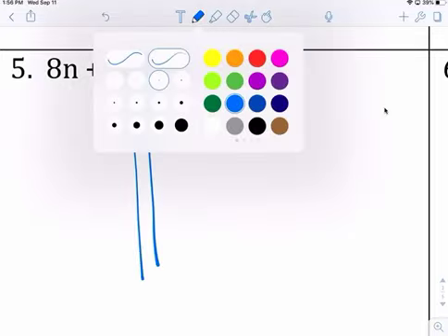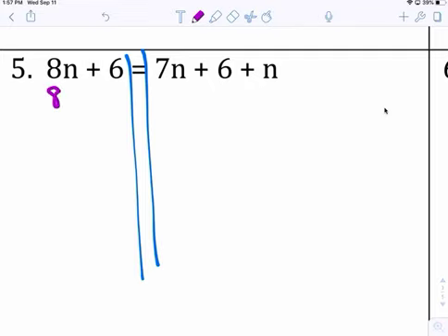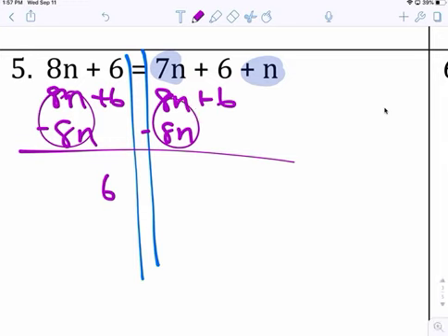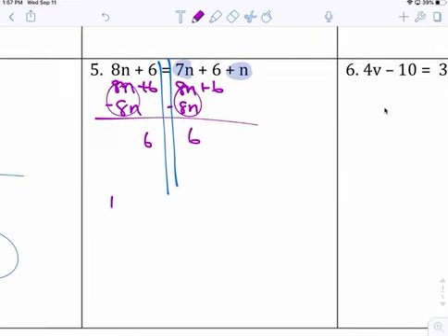Number 5. Okay, 8n plus 6. I can't do anything. This side I can combine these. 8n plus 6 minus 8n. 0 plus 6 is 6. 0 plus 6 is 6. So infinite solution. So easy, right, guys?